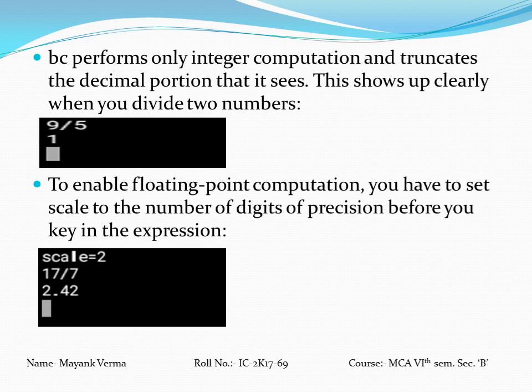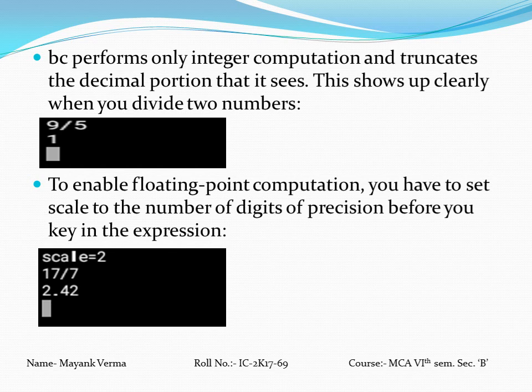bc performs only integer computation and truncates the decimal portion that it sees. This shows up clearly when you divide two numbers. Now you can see 9 divided by 5 would result in 1.8, but it truncates the 0.8 and displays 1 in the output.